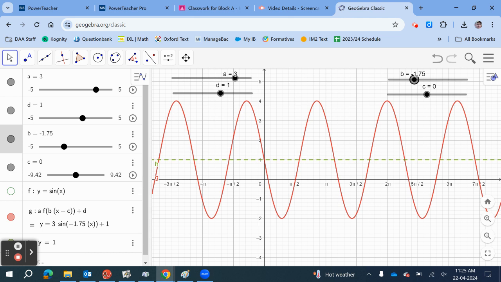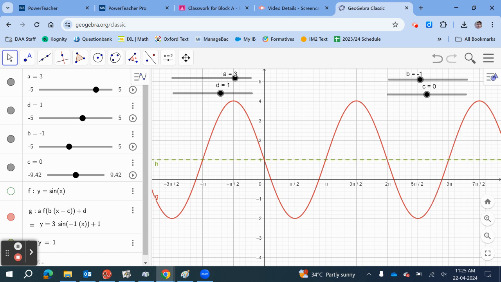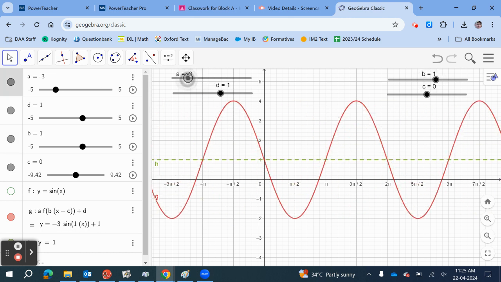This graph can get confusing because there's multiple correct answers. For instance, if I put this at -1, this graph looks the same as if A was -3. Just monitor the shape of this graph. I'm going to make this back to 1, and I'm going to make this -3. That looks the same as the previous one. So many of these graphs can look the same, and there can be multiple correct answers for the graph.